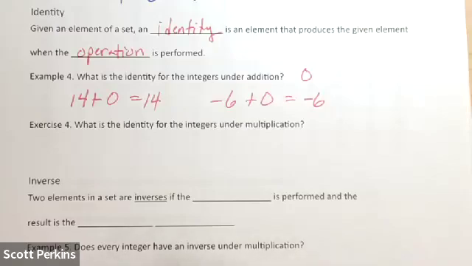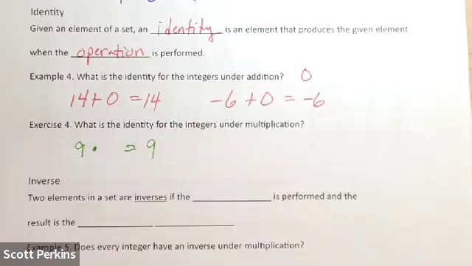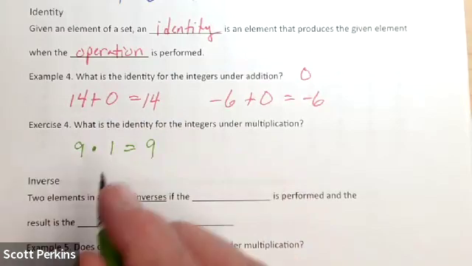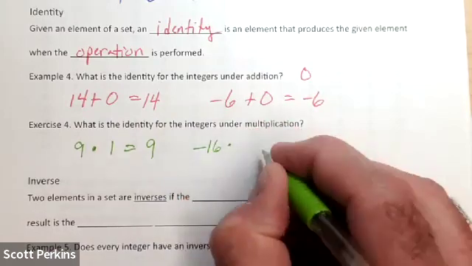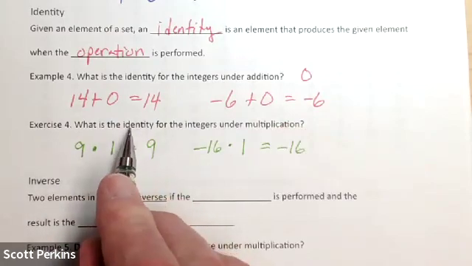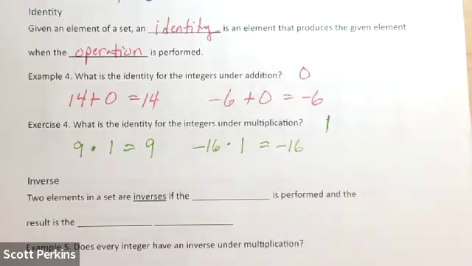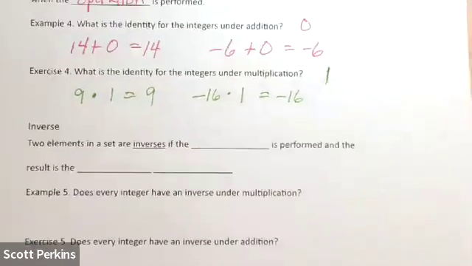Okay, so again, let's pick an example. 9. 9 times what is going to give you 9? Well, 9 times 1 gives you the identical value of 9. How about -16? -16 times what gives you -16? Well, again, that's 1. So what's the identity? What gives you the identical thing for the integers under multiplication? The number 1 does. Okay, so we've just identified the identity for both addition and for multiplication.